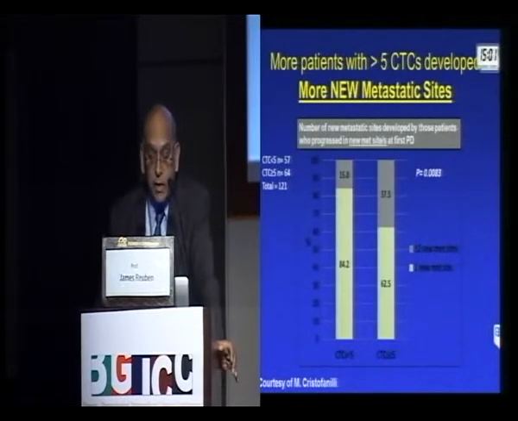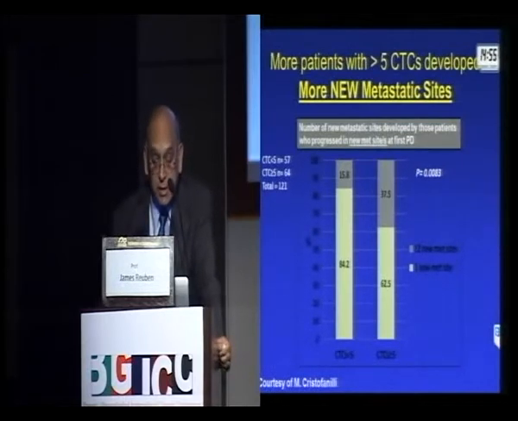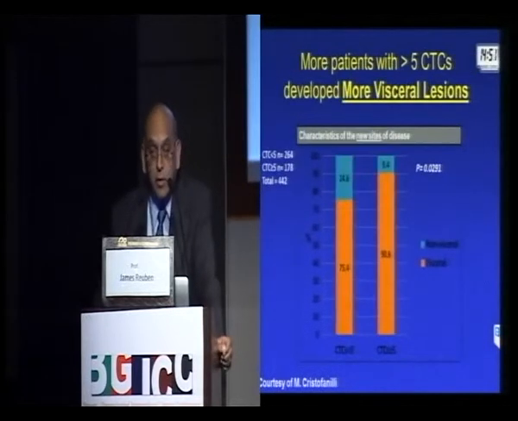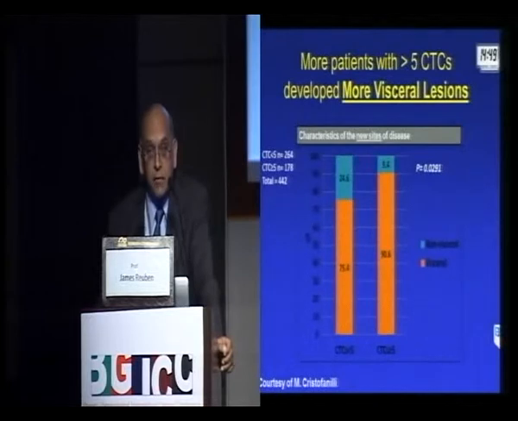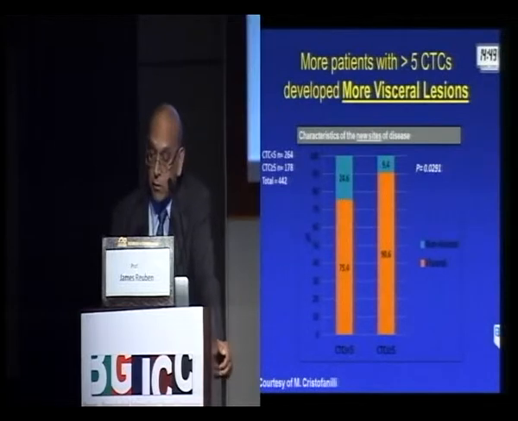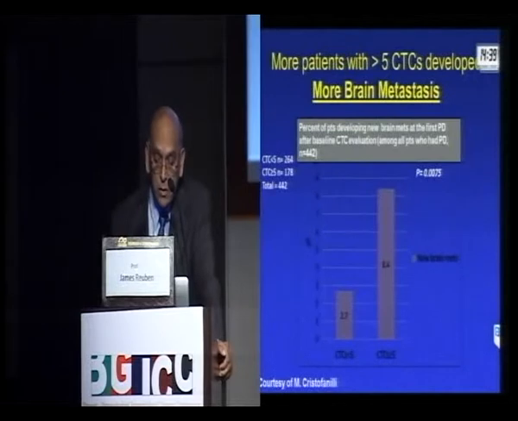If you look further now, you see that the patients who have more than 5 CTCs also had more than 2 new metastatic sites. And mainly the metastatic sites were consistent with patients who had visceral disease, and much more significantly than in patients who had fewer CTCs. And finally, when there were metastatic occurrences in these patients, they were mainly in brain also.